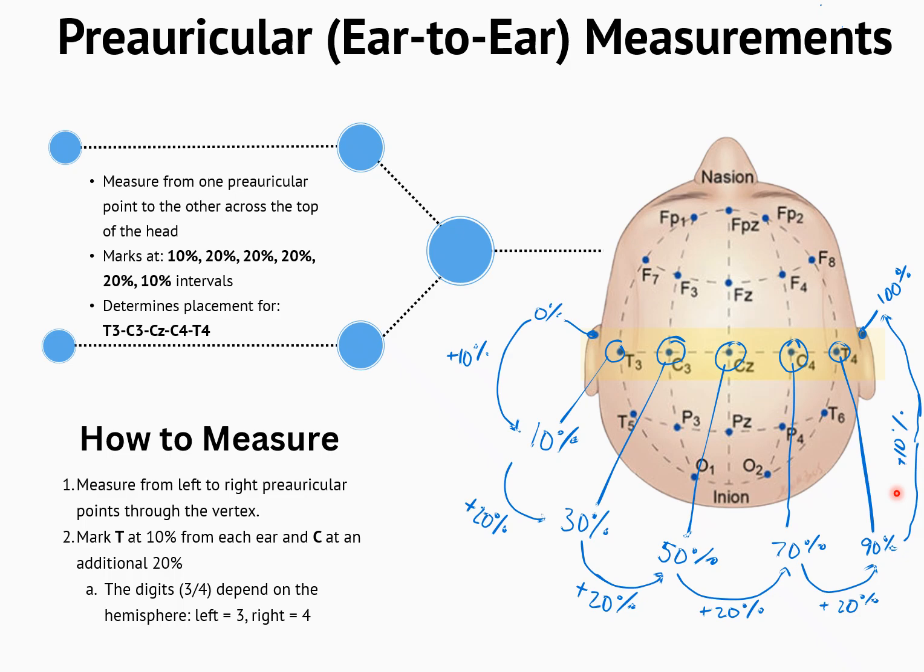Now, C3 and C4 are going to be another 20 centimeters inward, or 20%, and then CZ is right at the center, at 50 centimeters, or 50% of that total distance. So this line, T3, C3, CZ, C4, and T4, represents the lateral axis and ensures symmetry between hemispheres.